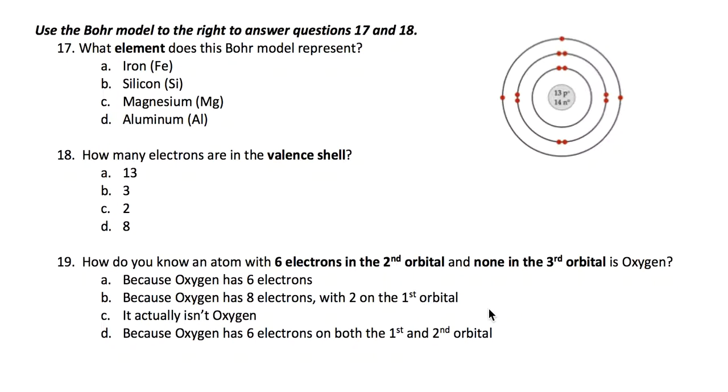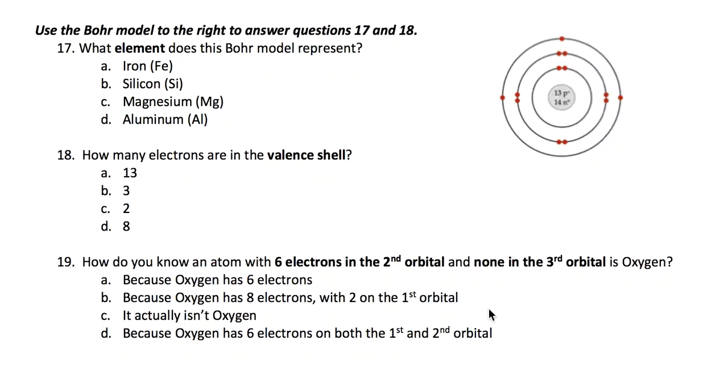Use the Bohr model to the right to answer questions 17 and 18. Question 17. What element does this Bohr model represent? A. Iron. B. Silicon. C. Magnesium. D. Aluminum. Question 18. How many electrons are in the valence shell? A. 13. B. 3. C. 2. D. 8.